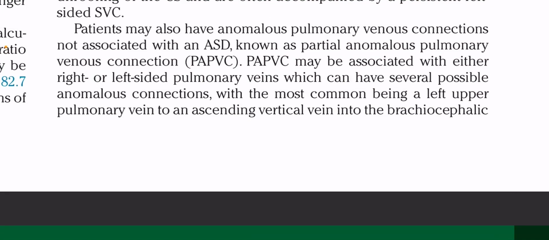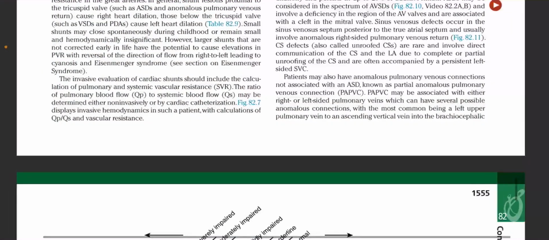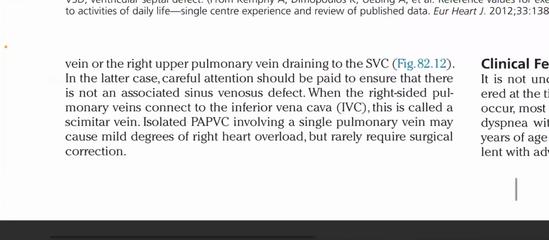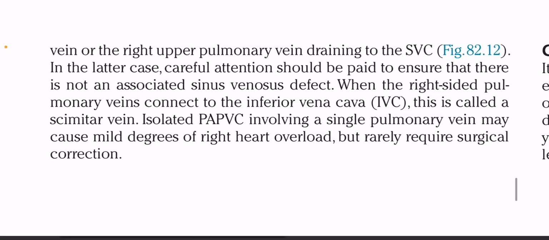Patients may also have anomalous pulmonary venous connections not associated with an ASD, known as partial anomalous pulmonary venous connection. PAPVC may be associated with either right or left-sided pulmonary veins, which can have several possible anomalous connections, with the most common being a left upper pulmonary vein to an ascending vertical vein into the brachiocephalic vein or the right upper pulmonary vein draining to the superior vena cava.